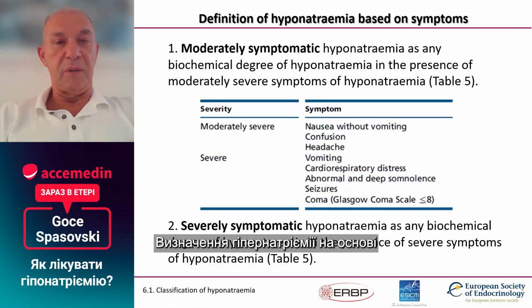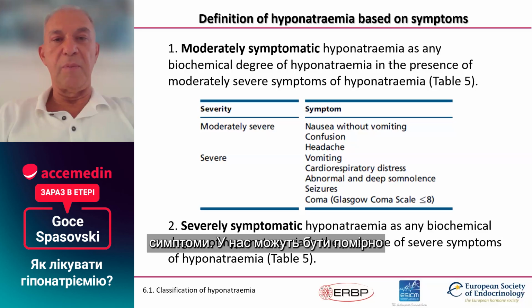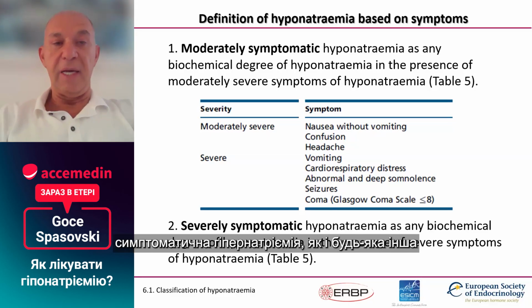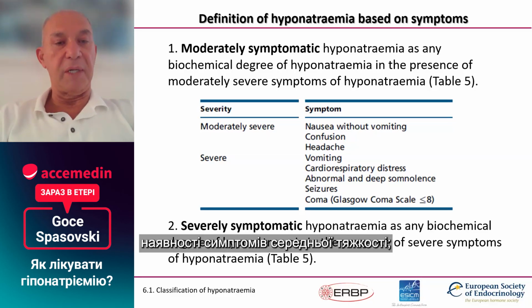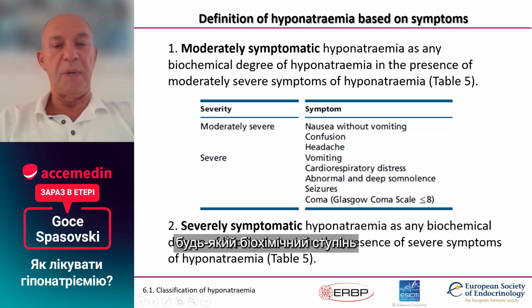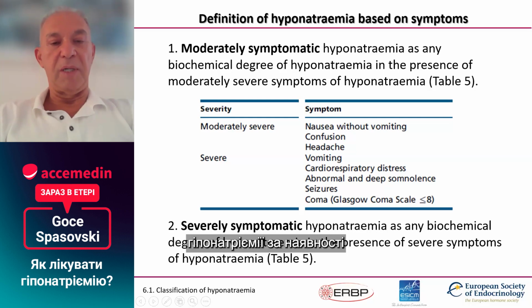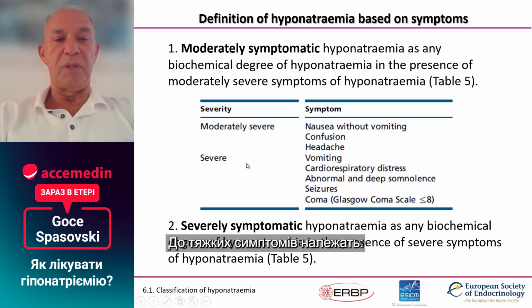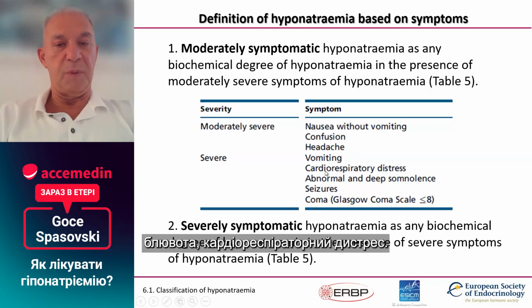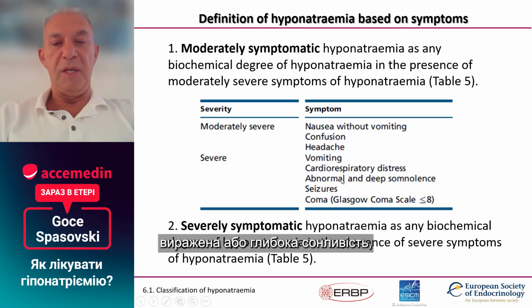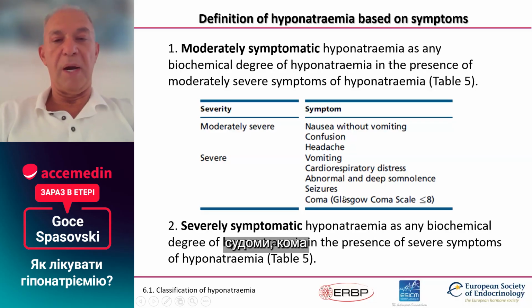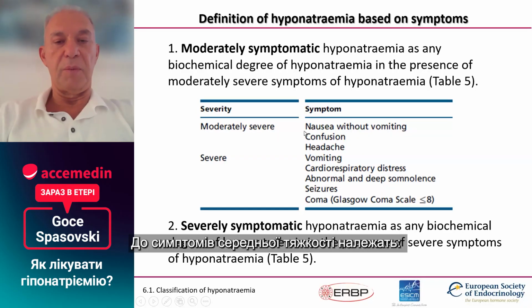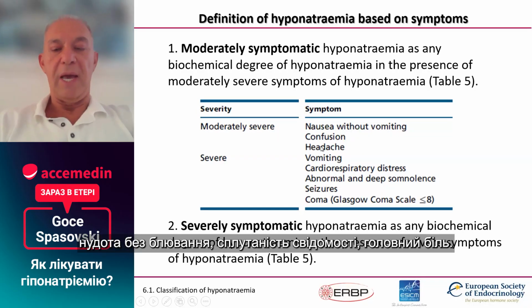Definition of hyponatremia based on symptoms. We can have moderately symptomatic hyponatremia, as any biochemical degree of hyponatremia in the presence of moderately severe symptoms, or severely symptomatic hyponatremia, as any biochemical degree of hyponatremia in the presence of severe symptoms. The severe symptoms are vomiting, cardiorespiratory distress, abnormal and deep somnolence, seizures, and coma, according to a Glasgow Coma Score below 8. Moderately severe symptoms are nausea without vomiting, confusion, and headache.